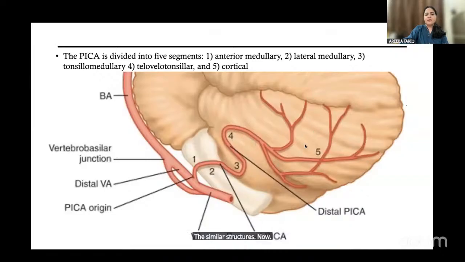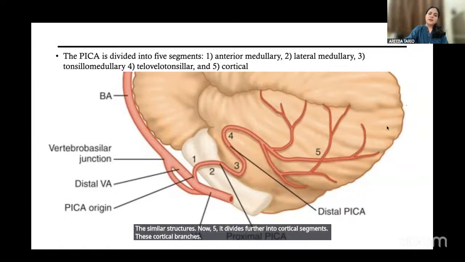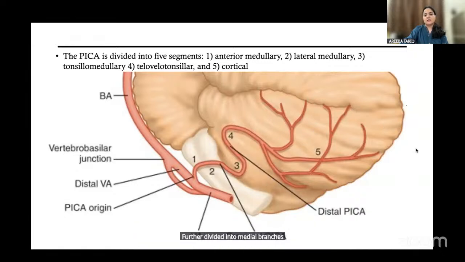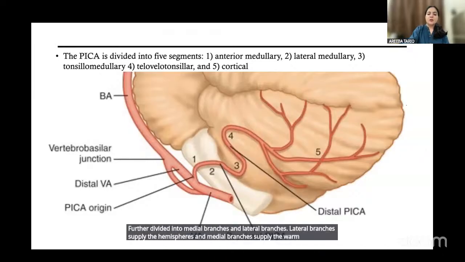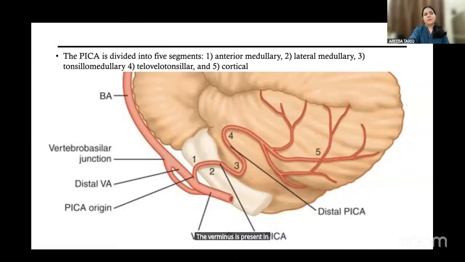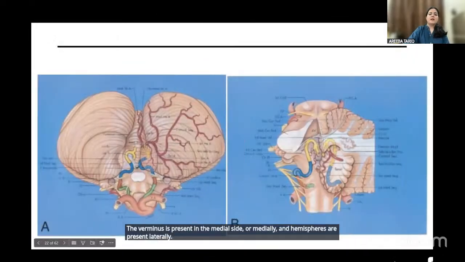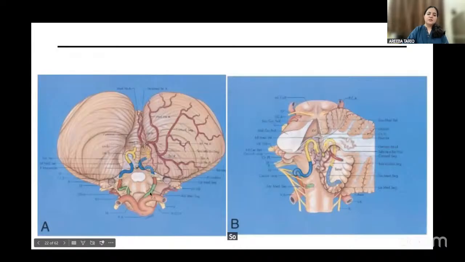Now, 5, it divides further into cortical segments. These cortical branches are further divided into medial branches and lateral branches. Lateral branches supply the hemispheres and medial branches supply the vermis, because this is how the anatomy of the brainstem and cerebellum is, that the vermis is present in the medial side, or medially, and hemispheres are present laterally. So here are simple images showing the 5 segments of the PICA color coded.